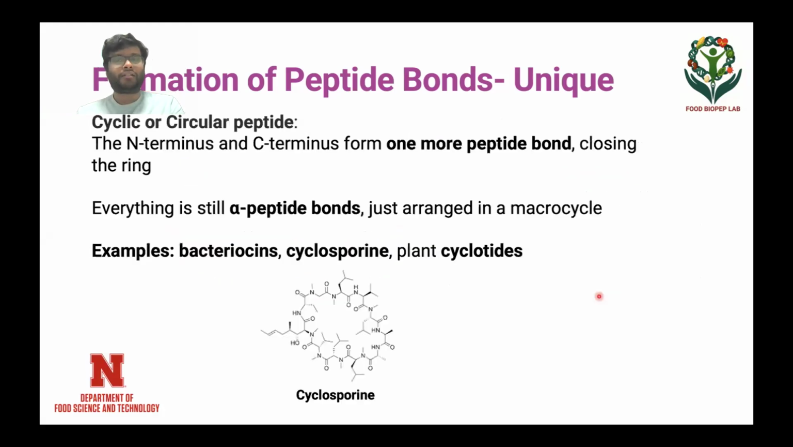We also talk about another unique kind, which is the circular peptide. Here the amino terminal and the carboxy terminal come together and form a bond, so it becomes a circle. That's a cyclic peptide. Everything is still a regular alpha peptide bond, but arranged as a macrocycle. For example, bacteriocin, cyclosporine, and the plant cyclotides are all circular or cyclic peptides. Different amino acids come together and form a circle.